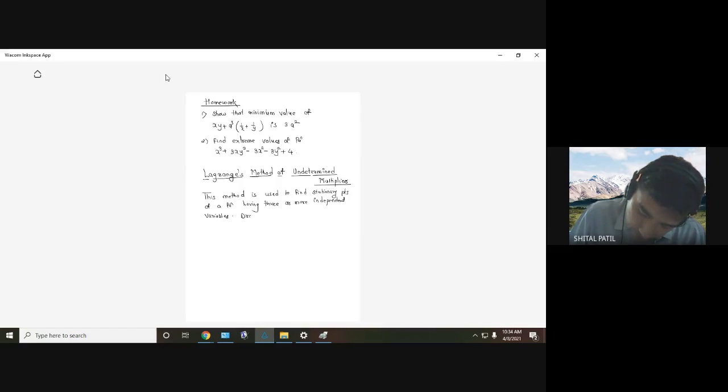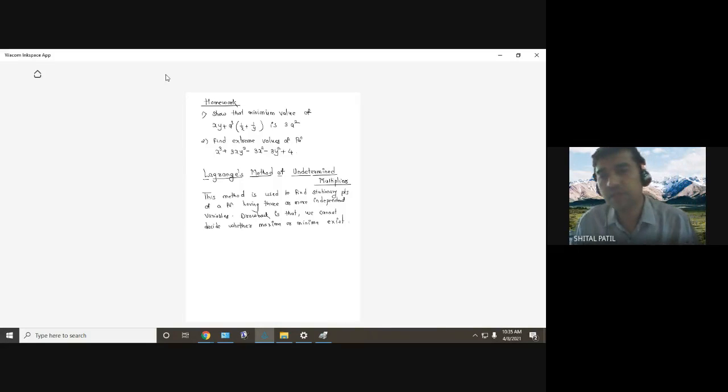Drawback is that we cannot decide whether maxima or minima exist. We cannot decide whether maxima exists or minima exists. Then what we can do with this method, we can find the stationary points. Okay, the procedure.